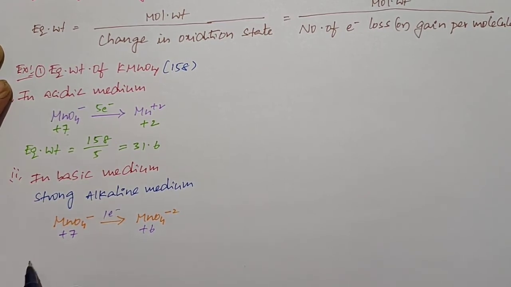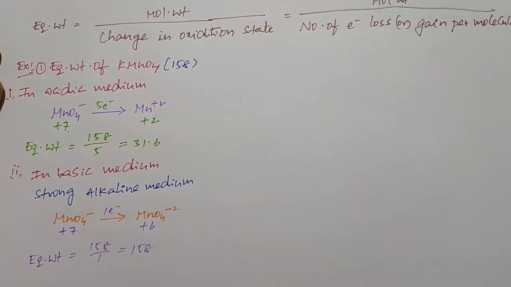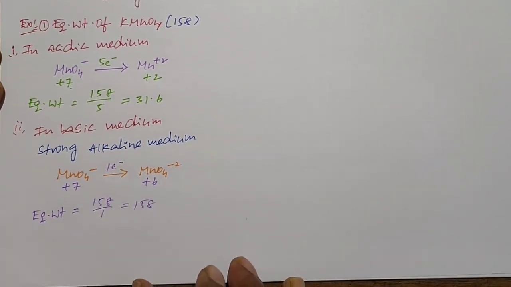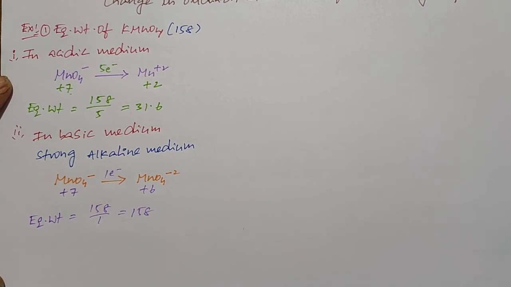So here equivalent weight is equal to 158 by 1, that is equal to 158. So this is the equivalent weight of potassium permanganate in a basic medium. Okay, and next, the neutral medium.